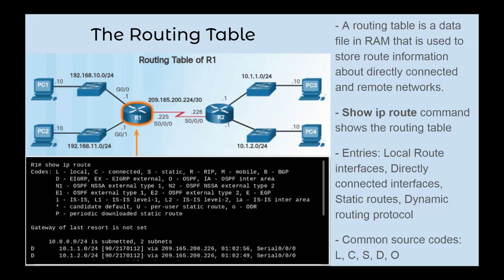Common codes include L, which identifies the address assigned to a router's interface, C, which identifies a directly connected network, S, which identifies a static route created to reach a specific network, D, which identifies a dynamically learned network from another router using EIGRP, and O, which identifies a dynamically learned network from another router using the OSPF routing protocol.